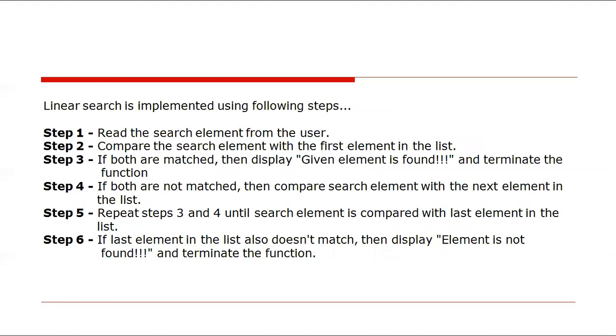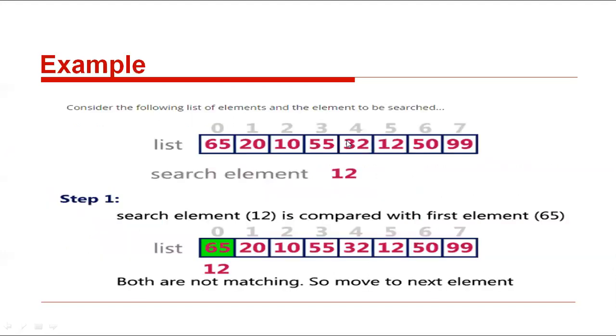In this algorithm, what is the first step? To read the search element from the user. Which is the search element? The search element is 12. Clear? In step 1, the search element 12 is compared with the first element 65. What is the first element? That is A of 0. Is A of 0 equal to 12? That is, 65 equal to 12? Both are not matched.